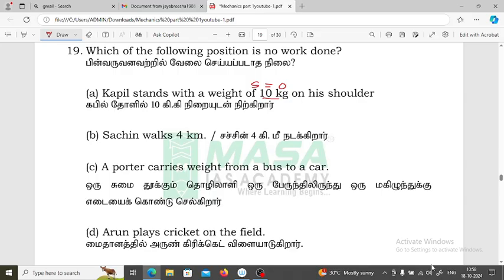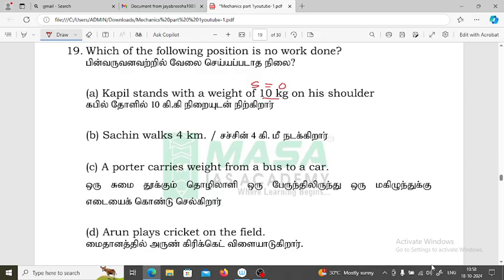Next option. Sachin walks 4 meter. Displacement happens, so work is done. Third option. A porter carries weight from a bus to car. The porter is displaced. Fourth option. Arun plays cricket in the ground, running and playing. So these are all cases where work is done.